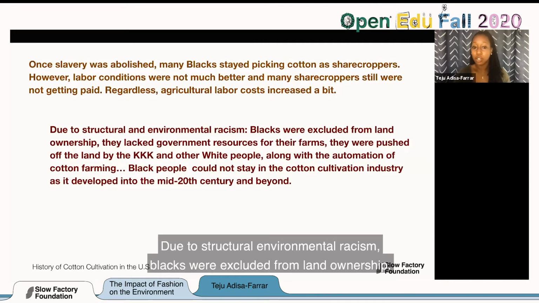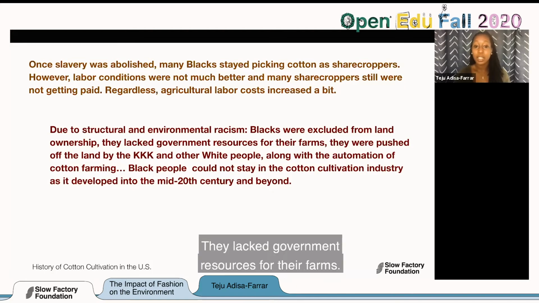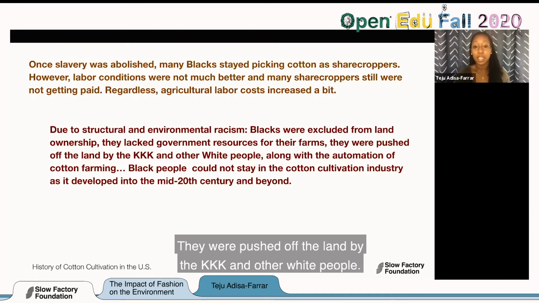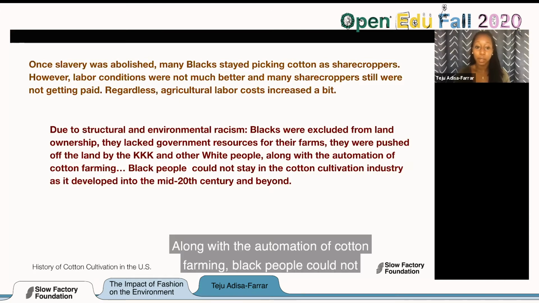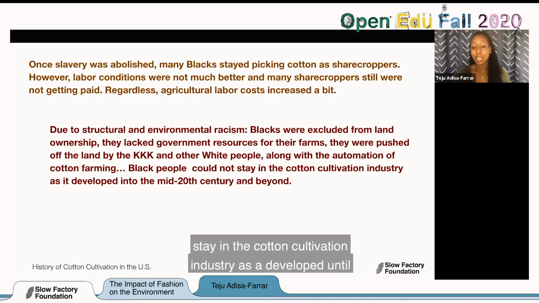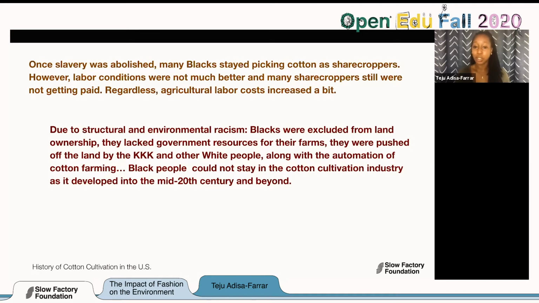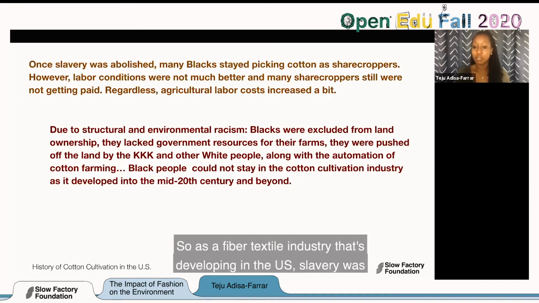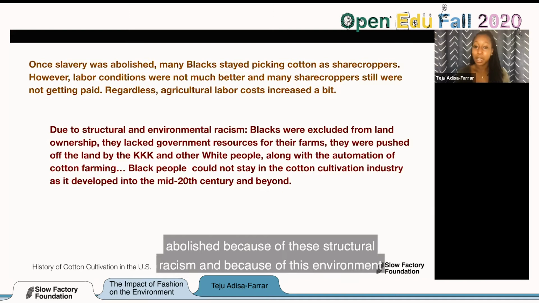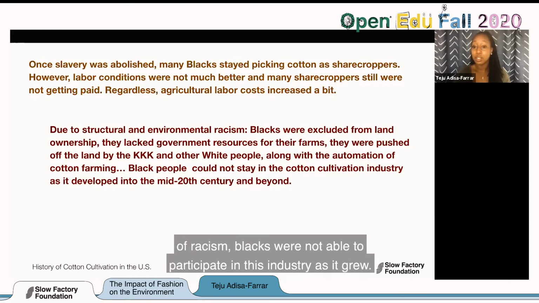Due to structural environmental racism, Blacks were excluded from land ownership. They lacked government resources for their farms. They were pushed off the land by the KKK and other white people. Along with the automation of cotton farming, Black people could not stay in the cotton cultivation industry as it developed into the mid-20th century and beyond. So as the fiber and textile industry was developing in the US, slavery was abolished. Because of this structural racism and environmental racism, Blacks were not able to participate in this industry as it grew.